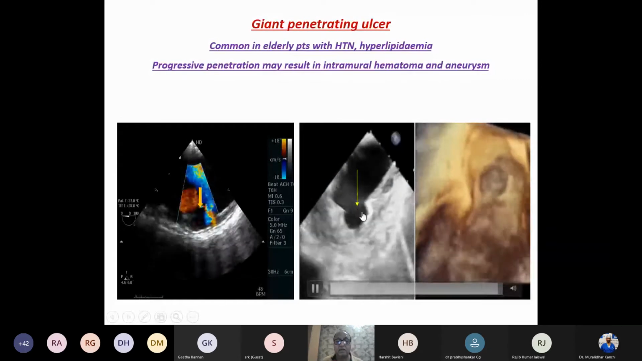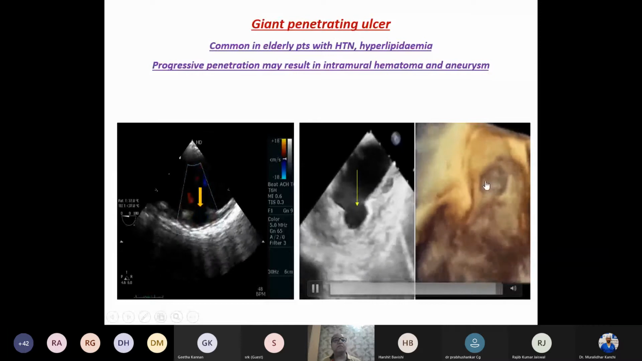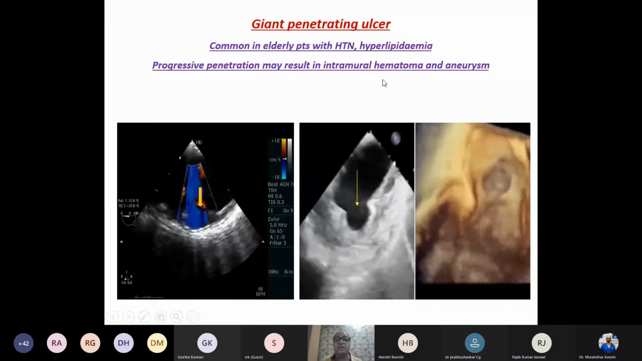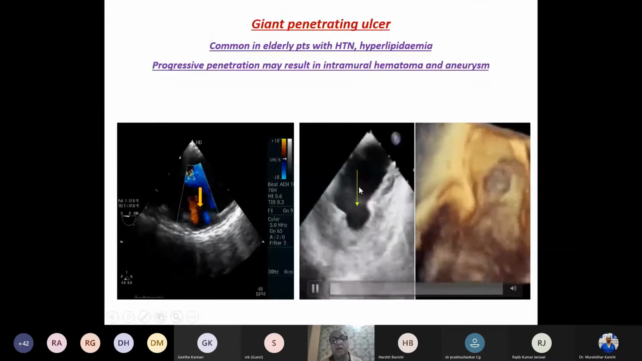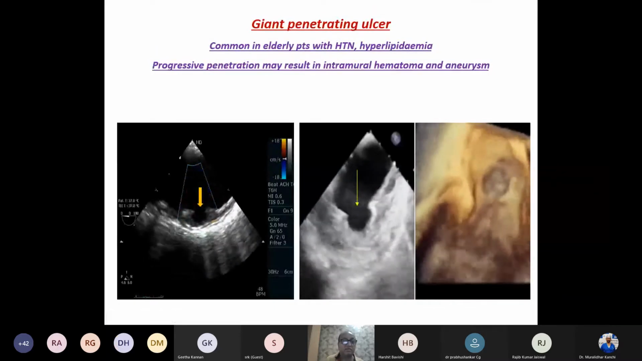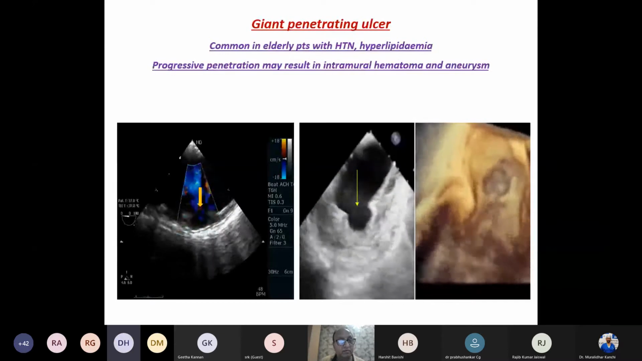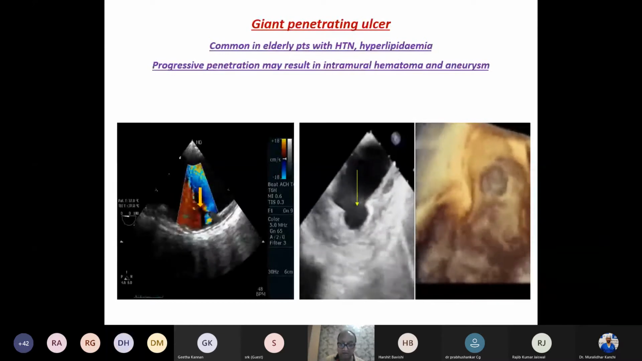On the right-hand side, the yellow arrow is pointing towards the penetrating ulcer, and there is a 3D on the right-hand side. Progressive penetration may result in an intramural hematoma and aneurysm, and later on a flap can be raised and dissection can happen. These are all emergency surgical procedures for these patients. For ulcers, the best option is to take them into the cath lab and put in an endovascular stent.